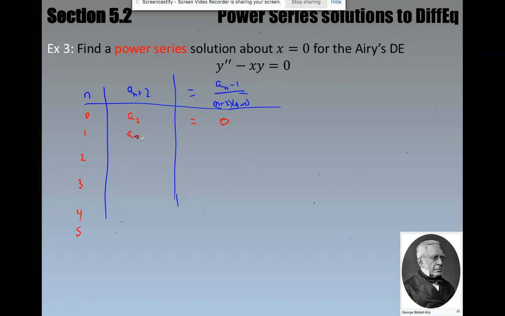So how about a sub 3? A sub 3 is going to be a sub 2 over 3 times 2. Whoops, I'm sorry, a sub 0, right? Because n is equal to 1. So we're kind of starting to see maybe we have a factorial situation.